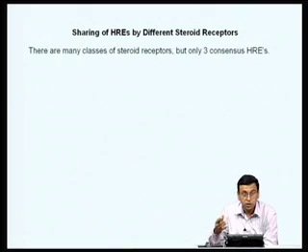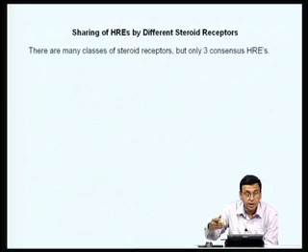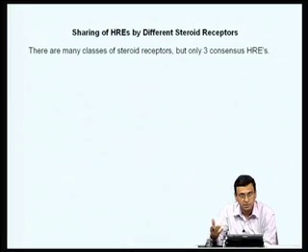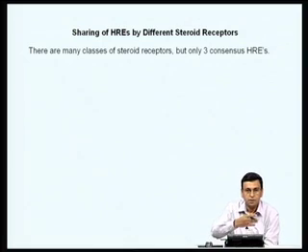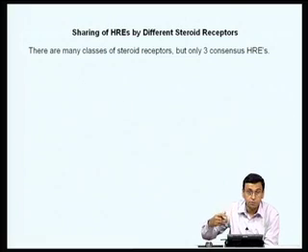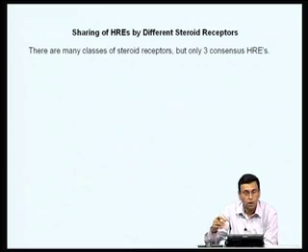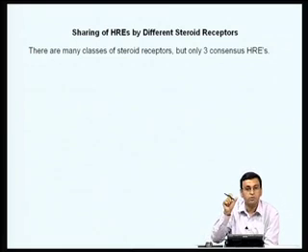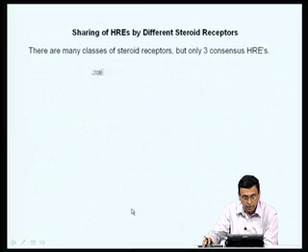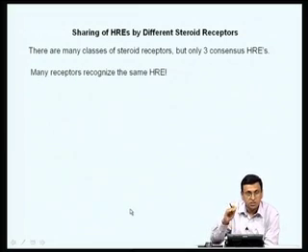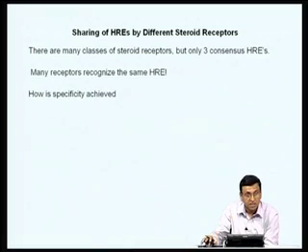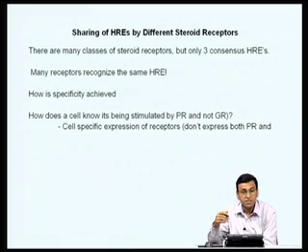Now, one can ask the question: you have the glucocorticoid receptor, mineralocorticoid receptor, and androgen receptor, and they all recognize the same sequence, so how is the specificity brought about? The physiological effects of the mineralocorticoid receptor, glucocorticoid receptor, and androgen receptor are all different, but they all seem to be binding the same sequence. How are specific physiological responses brought about by these different receptors despite the fact that they all bind to the same sequence? The answer is, although many receptors like GR, MR and AR recognize the same sequence, the specificity is achieved by what kind of receptors are actually present.